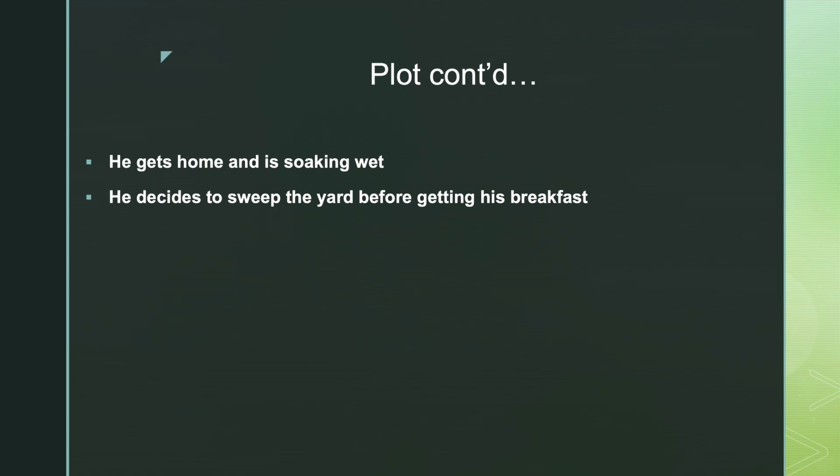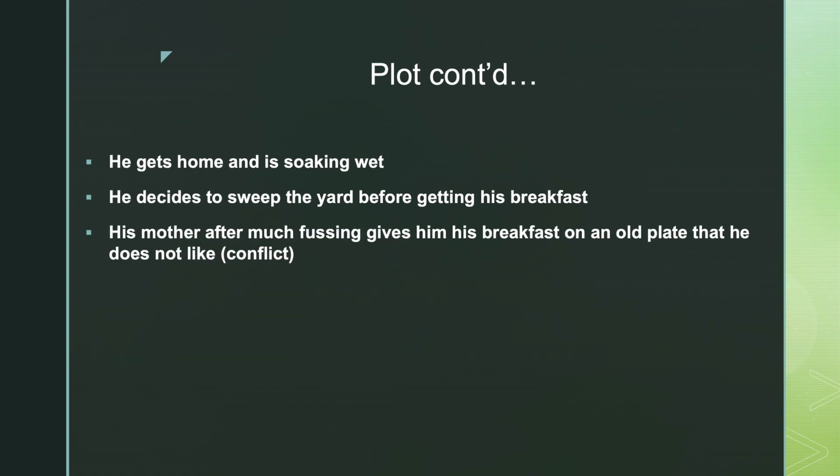He is trying to get back into her good graces, so he has brought the water. She's still fussing and fuming. He decides to sweep the yard before getting his breakfast. He gets his breakfast and she gives it to him on an old chipped plate that he does not like. So here again is another conflict. Frank is deciding to do something. He doesn't like the plate, so what does he decide to do? He decides he's going to break the plate after he's finished eating.